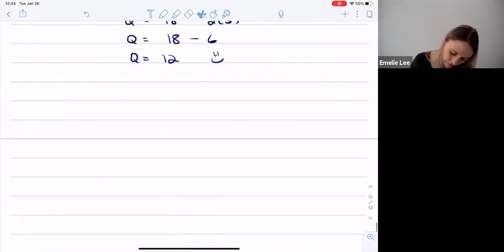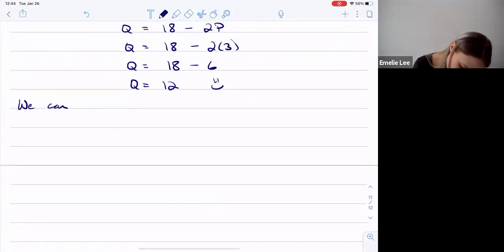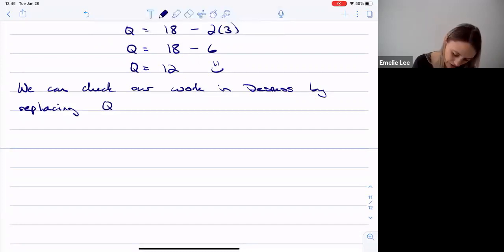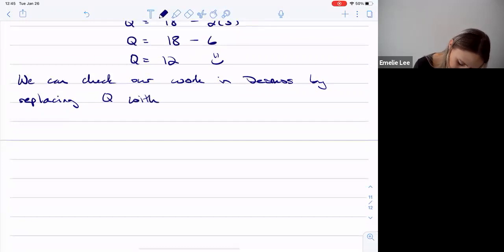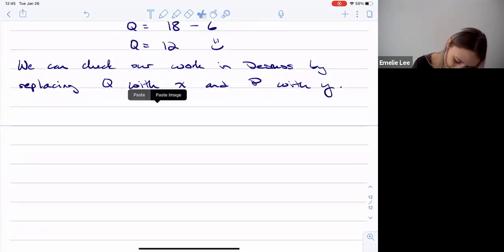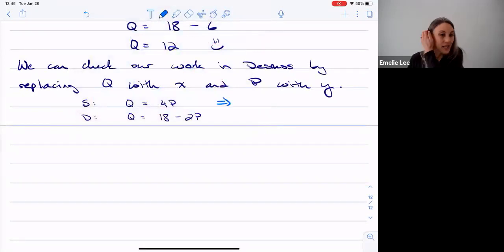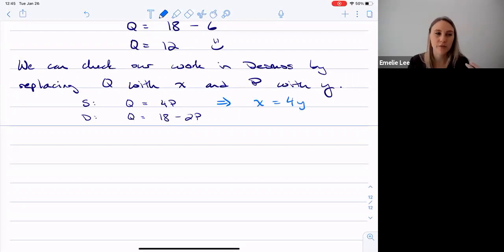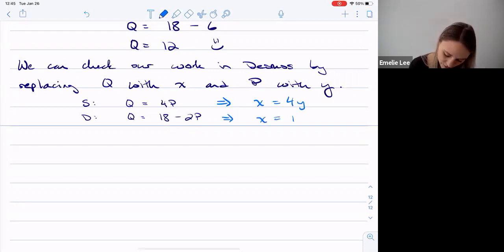So I'm going to grab these because I'm sick of scrolling around here. Copy. So we can check our work in Desmos by replacing Q with X and P with Y, right? And then I'll just paste this in here. So your supply curve, in Desmos, you only have X's and Y's, so that's why we have to make these substitutions. But what you're going to draw is X equals 4Y, and that's your supply curve. And then for your demand curve, you're going to draw X equals 18 minus 2Y.